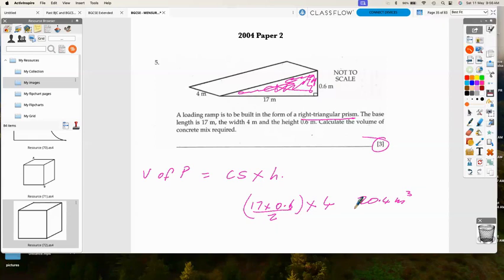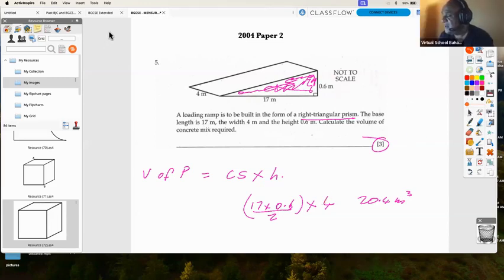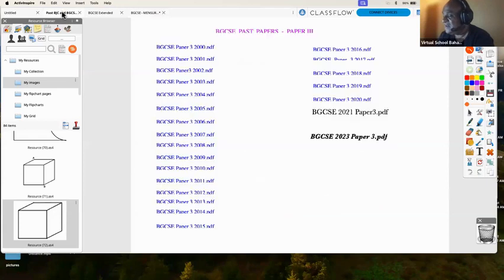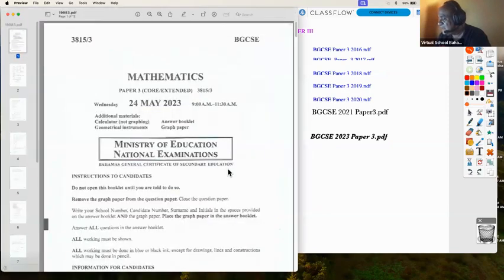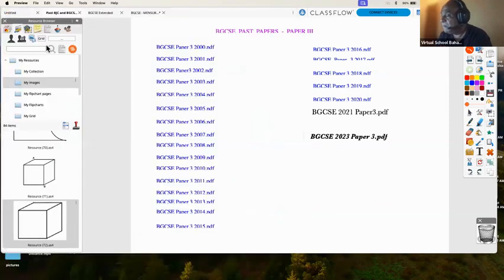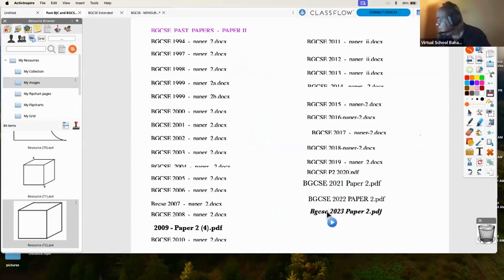I have a question. You said whenever we're trying to find the volume of a prism, we find the cross section first. I didn't say that. The formula says that. I'm just kidding you. That is correct. This is paper 2. This is not paper 3. Let me go to paper 2. It would be in your formula sheet, baby, okay?